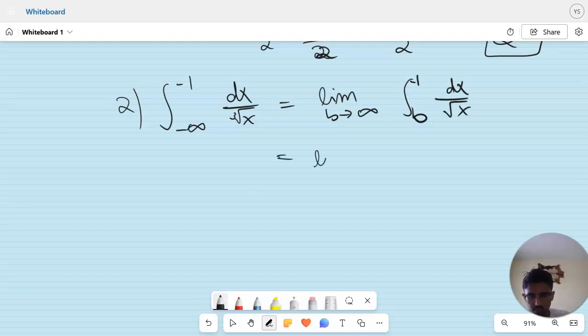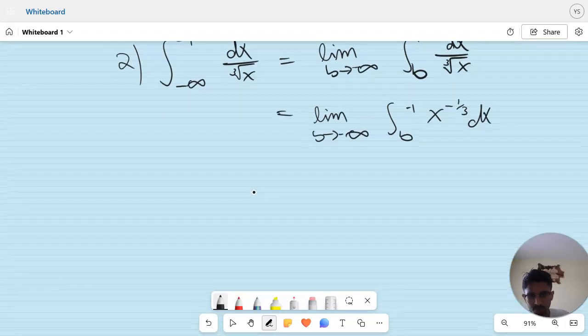Now the limit as b goes to negative infinity. Yes, it's negative infinity, not just infinity, guys. Let's make sure we fix that. Then from b to negative 1. We could also write this down. Remember, it was cube root, not square root, so x to the negative 1/3 dx. So it's going to be the limit as b goes to negative infinity.